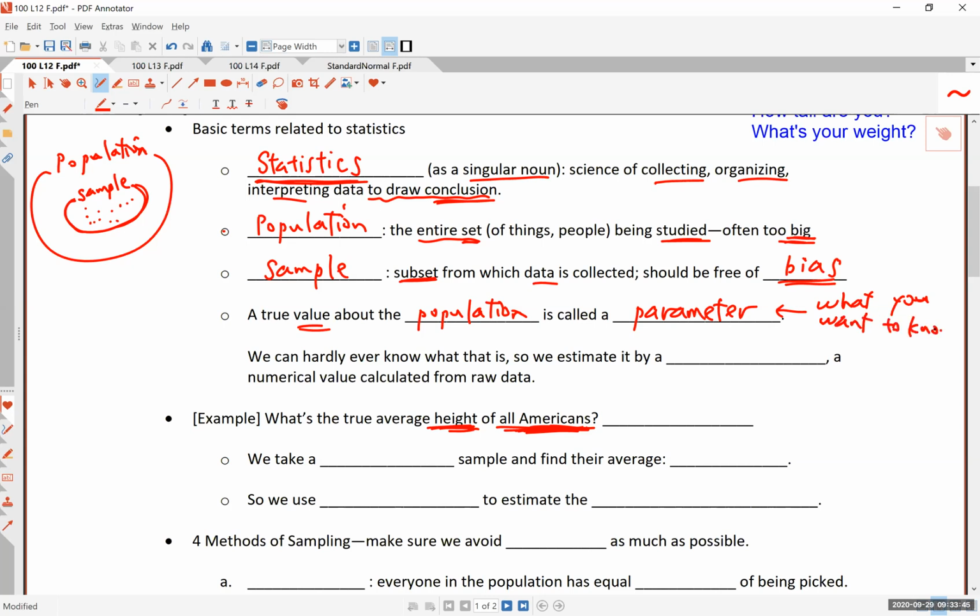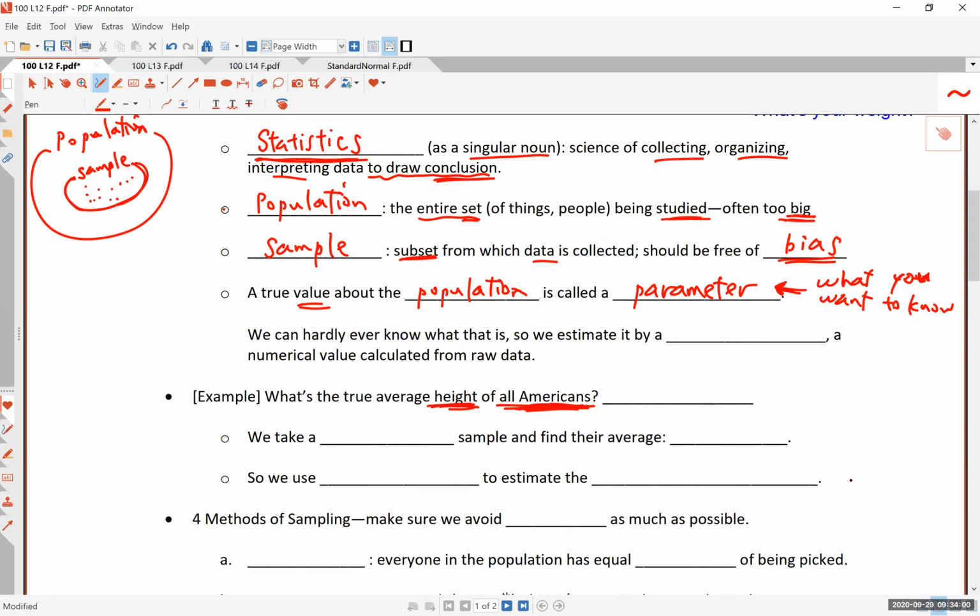Unfortunately, speaking in a philosophical way, or in an epistemological way, there is no way to know this. There's absolutely no way for anybody to know for sure exactly what the parameter is. What is the true average height of all Americans? Are we talking about today? Yes, today. Well, there's no way to find that out. And tomorrow it's going to be a different value. So we can hardly ever know this.